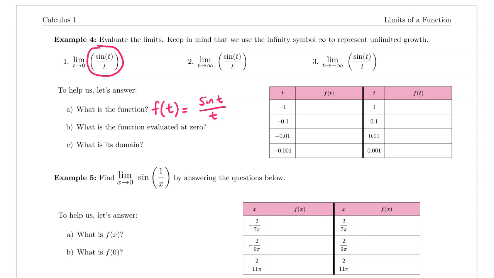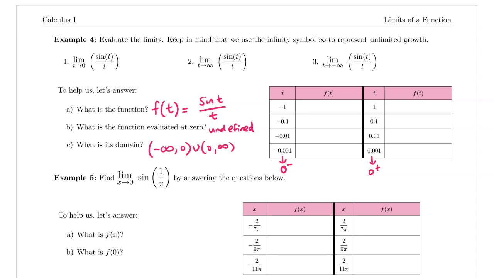Part B says, what is the function evaluated at 0? If I were to plug in 0, it would be undefined because we would have division by 0. And part C says, what is its domain? Well, into that function, we can plug in anything other than 0. So our domain is going to be -infinity to 0, union 0 to infinity. And now let's use this table here, because notice that these t values are approaching 0 from the left-hand side, and these are approaching 0 from the right-hand side.